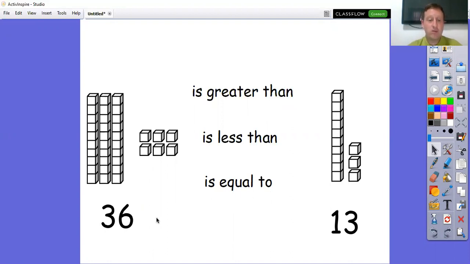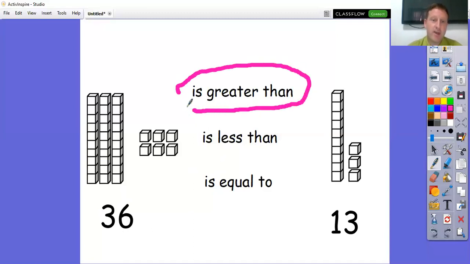So we need to find out 36, is it greater than 13? Is it bigger than 13? Is it more than 13? Is 36 less than 13? Is 36 a smaller number than 13? Okay, so we need to choose which one. And we know, because there's more here, that 36 is greater than 13. So we're going to take our pencil and we're just going to circle is greater than.